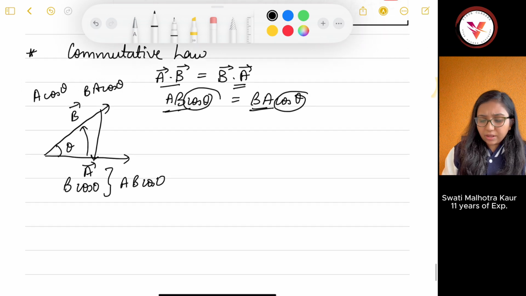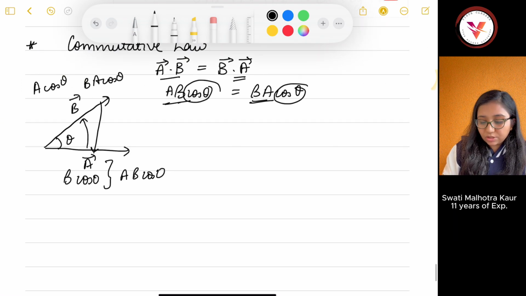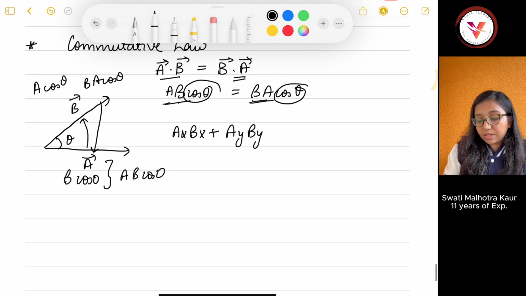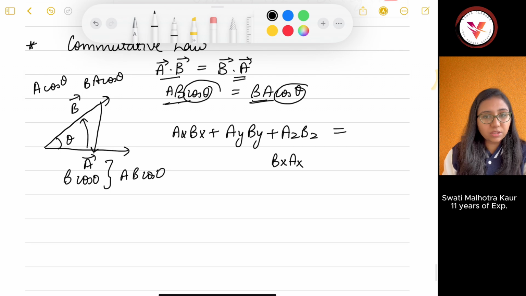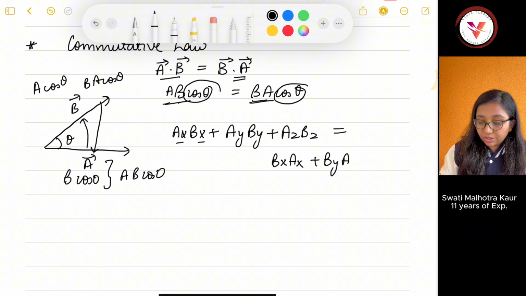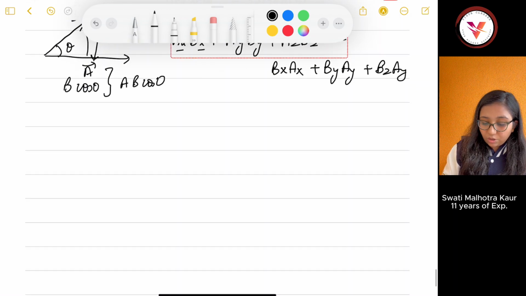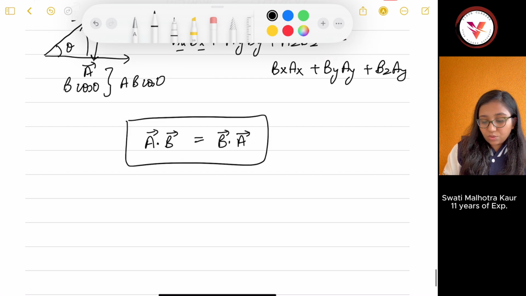And if you check component wise, then it is AX BX plus AY BY plus AZ BZ, which is equal to what? BX AX and so on. Now these are scalar numbers, they are the coefficients of i cap, j cap. So if you multiply AB or BA, it's one and the same thing. So they are commutative in nature. First thing, A vector dot B vector is equal to B vector dot A vector. The first property is this.